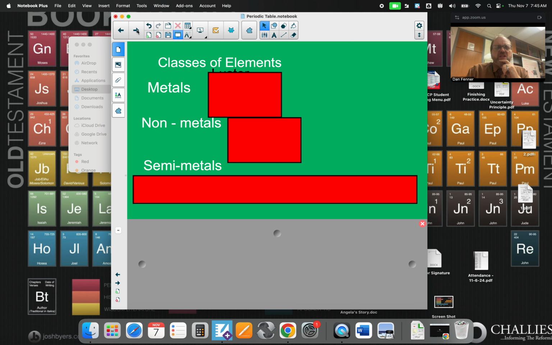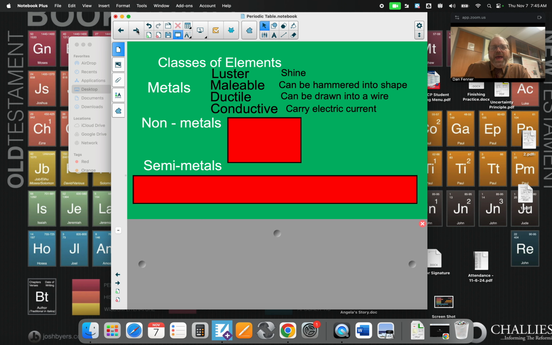All right, what's the definition of a metal? A metal has characteristics: luster, malleable, ductile. Now, luster means that it shines. It gives off a bright color. Malleable means that you can hammer it into shape. If you bang on it, it will bend. Ductile, it can be heated up and drawn into a wire. And conductive, it carries electricity.